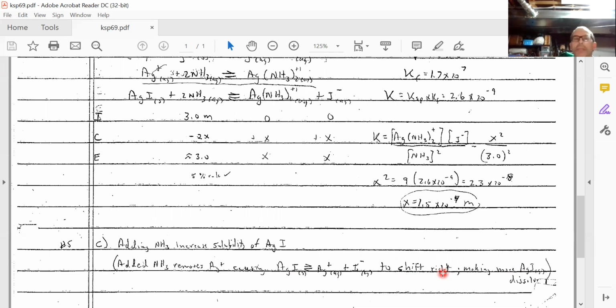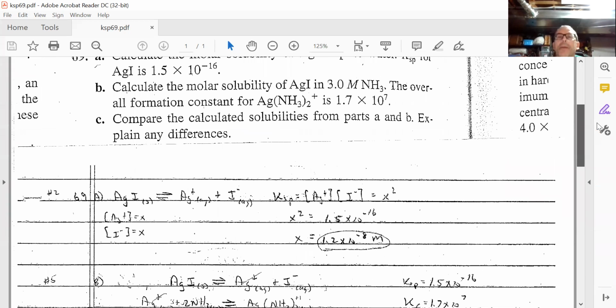All right, hope that helps. There's a question number 71, which is very much like that. You can use this as a model to solve that one. Thanks.